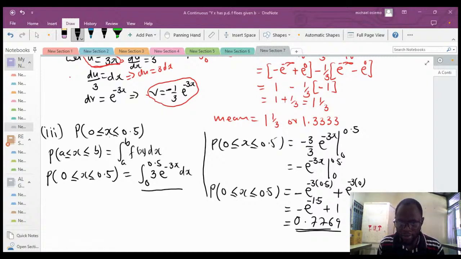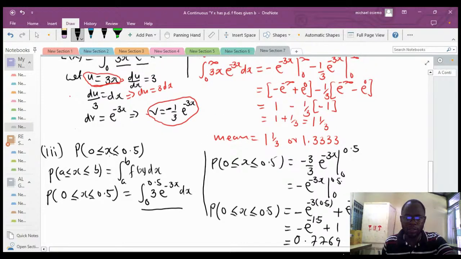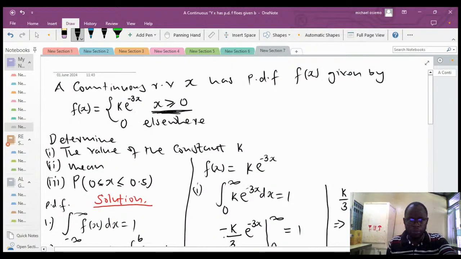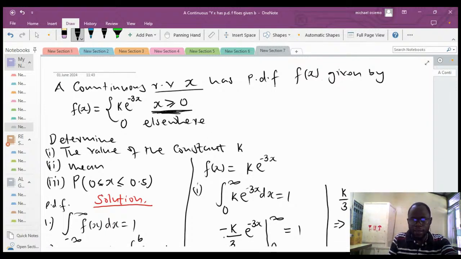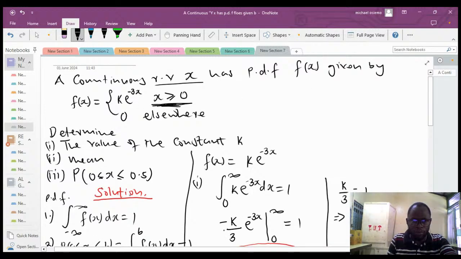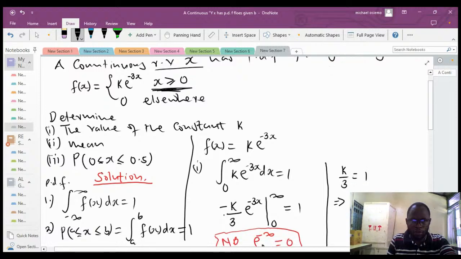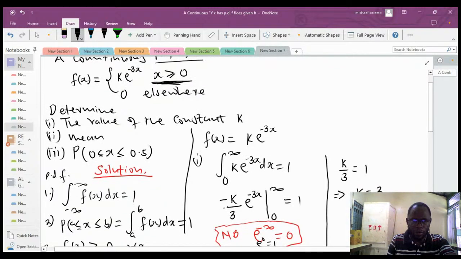Maybe I can scroll up, you see what I've done. Then this was the question. A continuous random variable x was given with a PDF f of x given by this function. You have been told to determine the value of the constant k, the mean, and also the probability as x is in the interval 0 to 0.5.